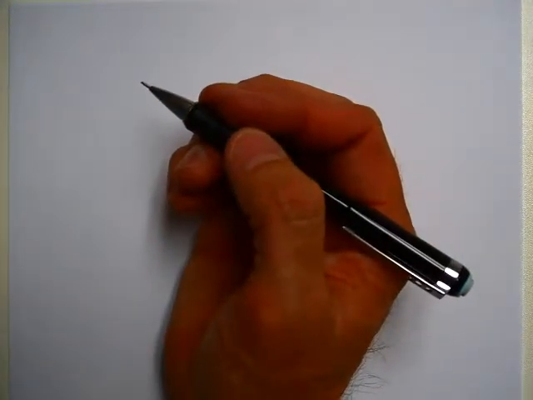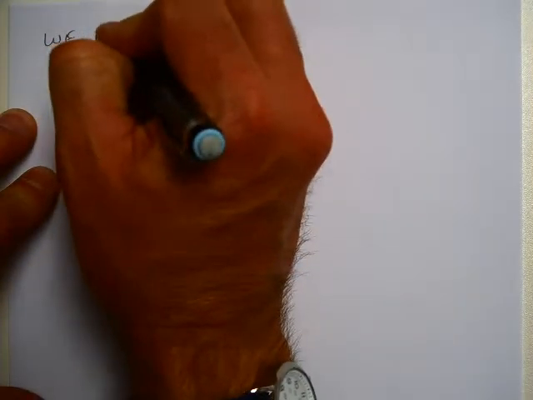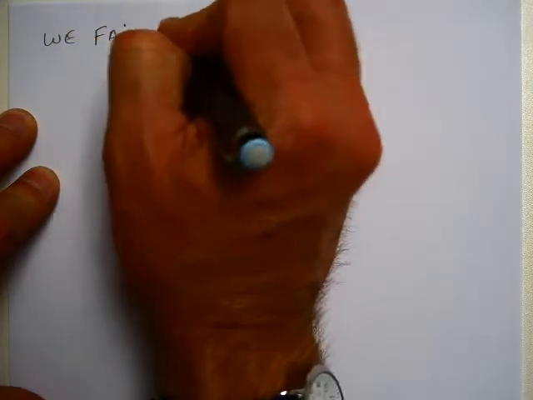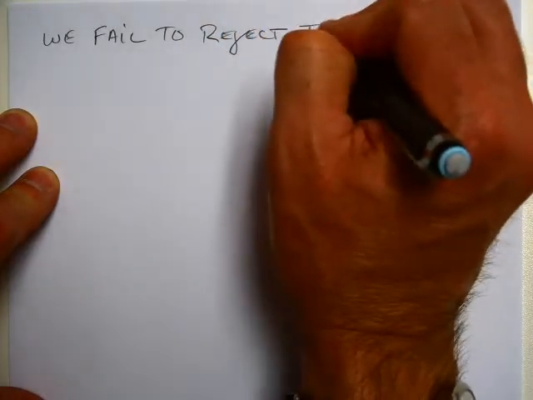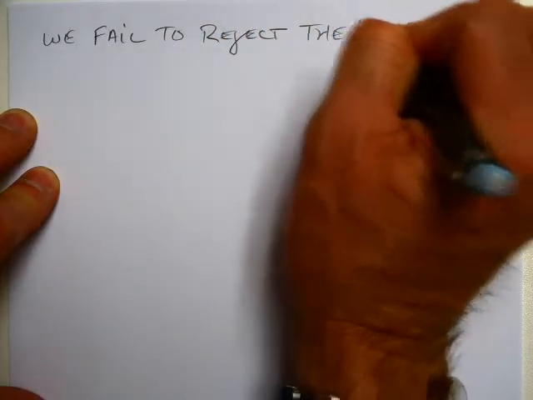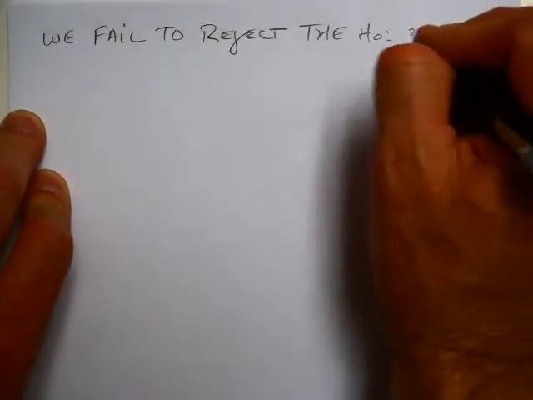Okay, so how should we answer this? So, in my case, we fail to reject the null and conclude there is not a significant difference in the color distribution of Skittles.